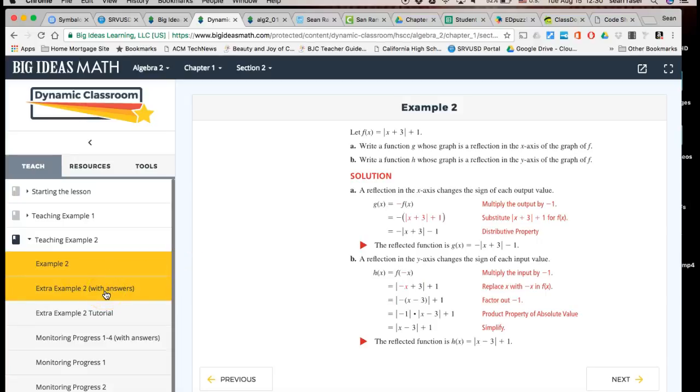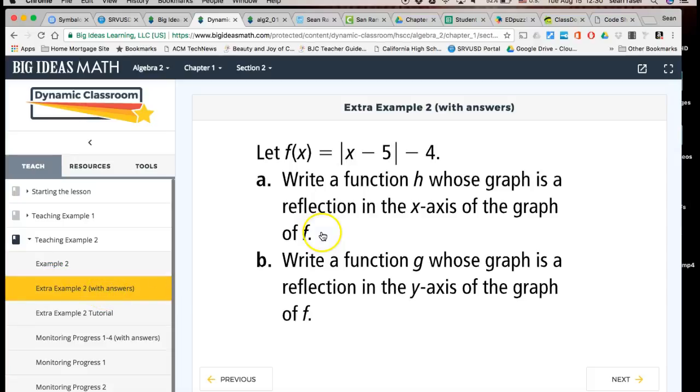What I want you guys to do right now is go ahead and complete these two problems, and then write your answers in the text box that comes up.